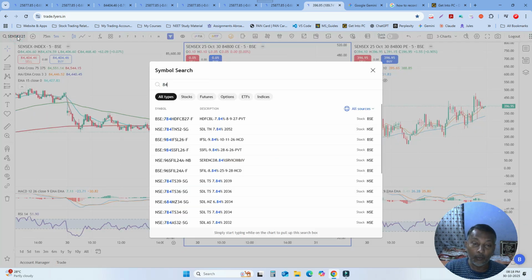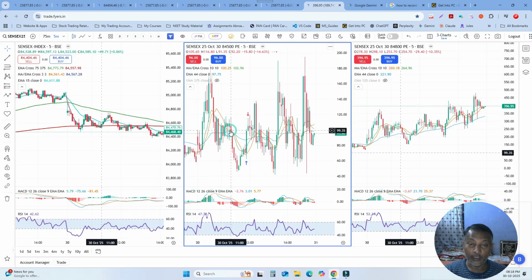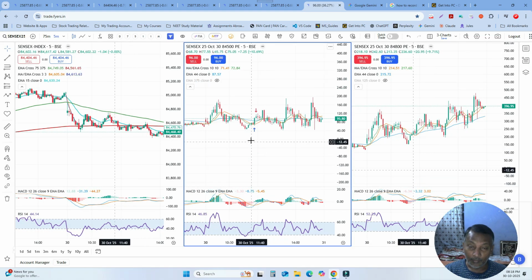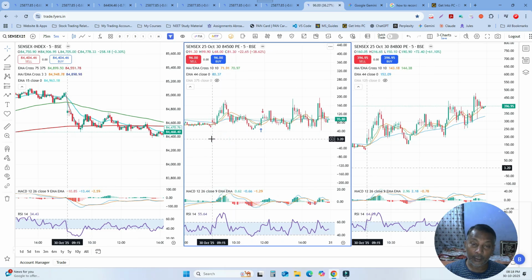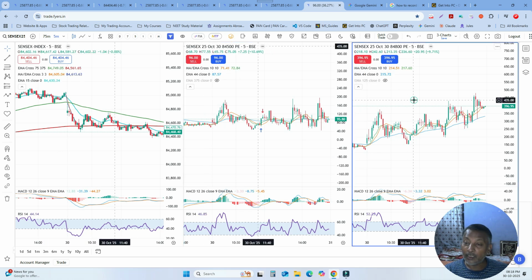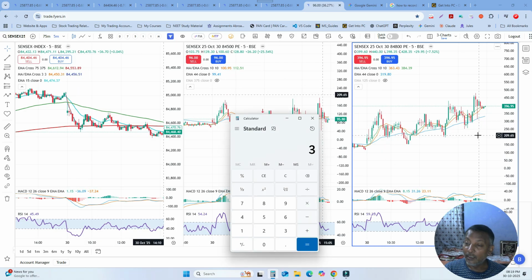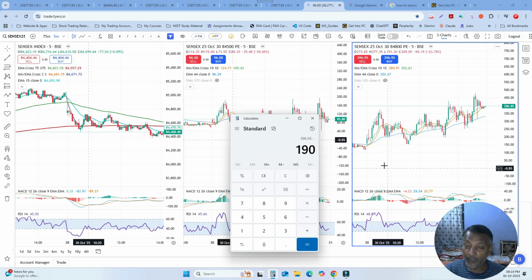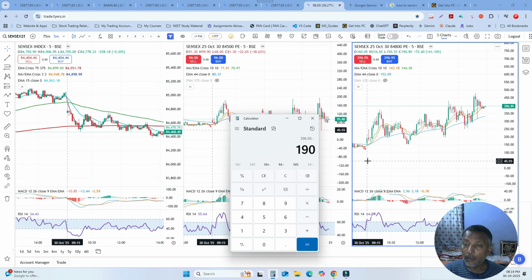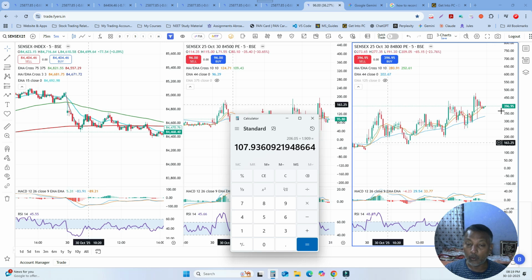Let me load the 84,500 put of today's expiry in the second window. Where did it go? Let us see. We bought in the first 9:15 candle, closing at 81.3. First of all, let me type the gain percentage here. How much was that? 396.95 minus 190.9, divided by 190.9, in percentage. It is 107.93%.